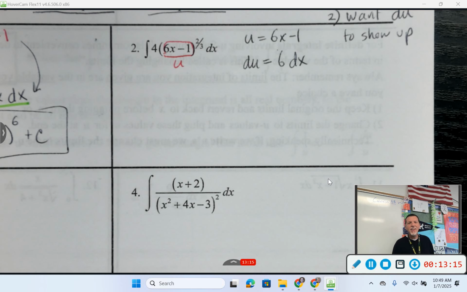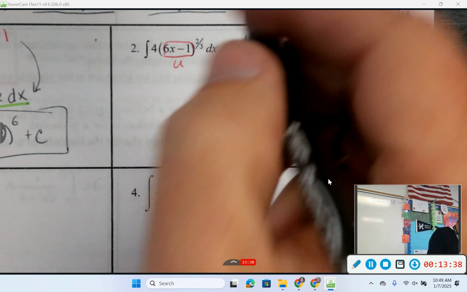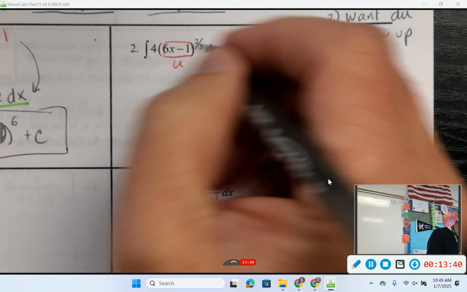I want 6 dx. Instead I have 4 dx. There's a couple ways to get there. One way is, what would I multiply 4 by to get to 6? 3/2. So some people are going to do 3/2 on the outside, or 3/2 on the inside, and 2/3 on the outside. Other people who maybe aren't as good at fractions are like, you know what, I don't want to try to figure out what it takes to get from 4 to 6.